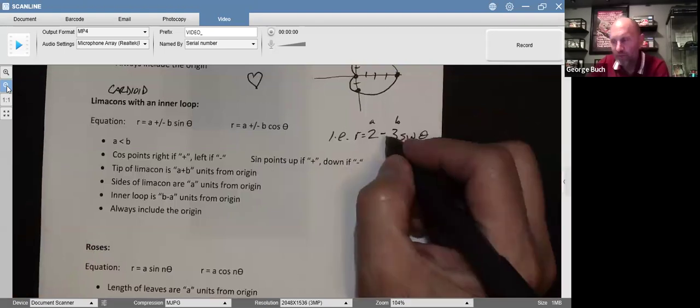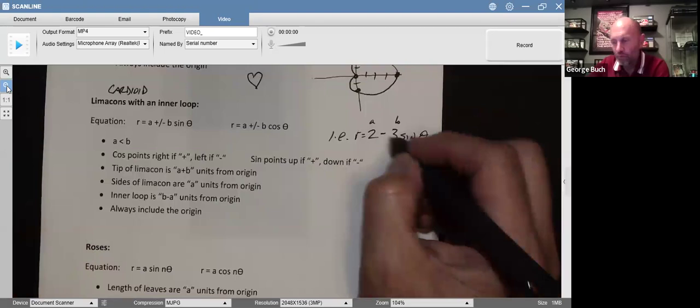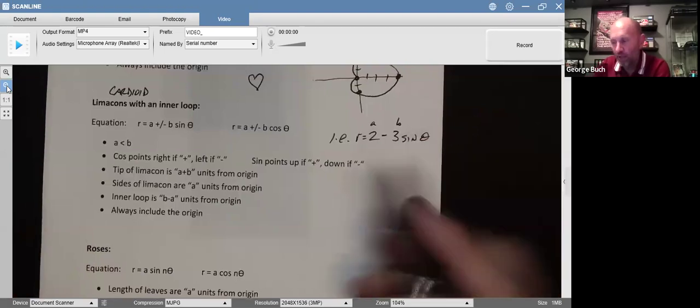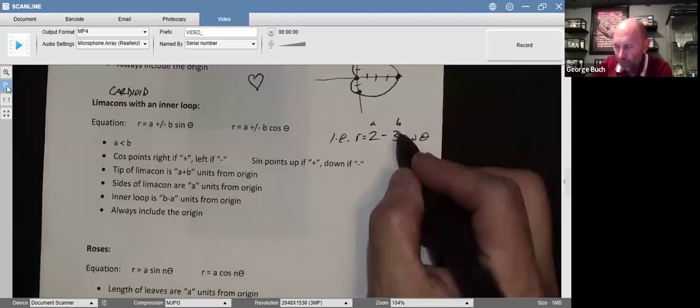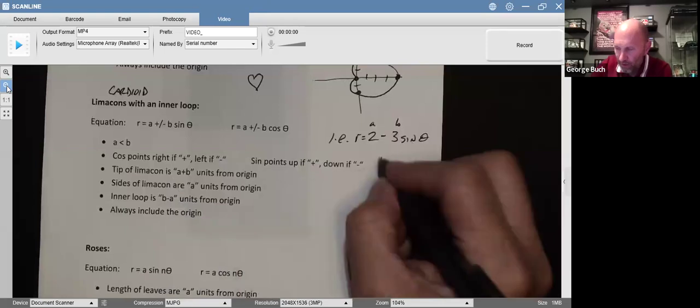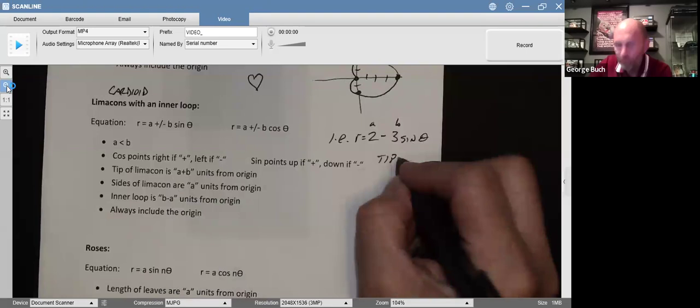It's not like this is a -3, so it's not like, oh, A plus -3 is -1. No, no. A is 2, B is 3. So therefore, in this case, the tip is going to be 2 plus 3 units away, or 5 units.